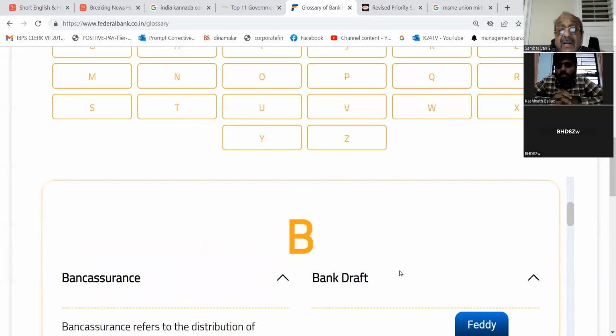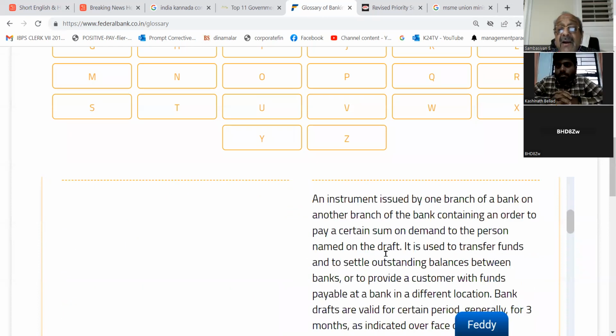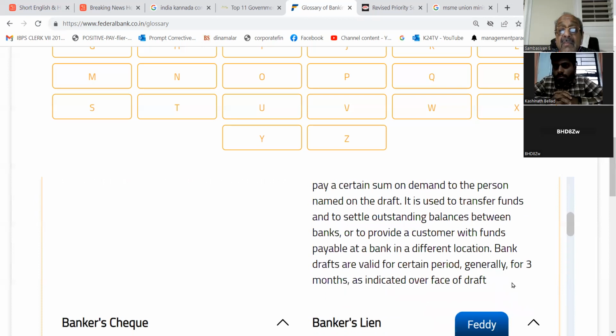Very good. Now please read this one, bank draft. An instrument issued by one branch of the bank on another branch of the bank containing an order to pay a certain sum on demand to the person named on the draft. It is used to transfer funds and to settle outstanding balances between banks or to provide a customer with funds payable at the bank in a different location. Bank drafts are valid for a certain period, generally 3 months, as indicated on the face of the draft.